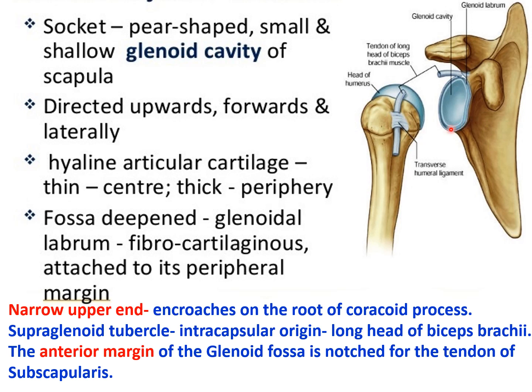And the broad lower end has an infraglenoid tubercle, which gives an extracapsular origin to the long head of the triceps brachii muscle.